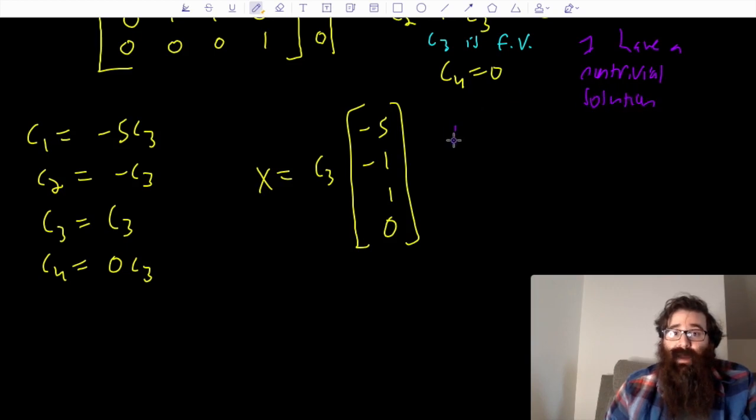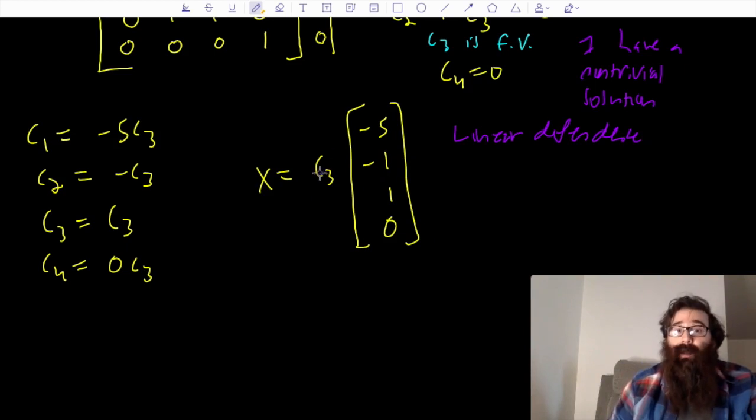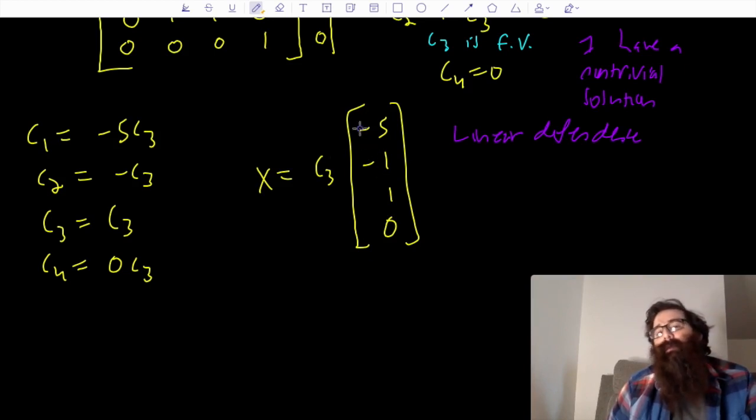What this is showing, since I have a free variable, this means I have a non-trivial solution. Which means we do have linear dependence. And I can actually build the dependency relationship. So pick whatever you want for c sub 3. Don't pick 0. You could pick 1, and that'll give you the vector -5, -1, 1, 0. I think negative numbers have a weird connotation to them, so I might pick something like -1.